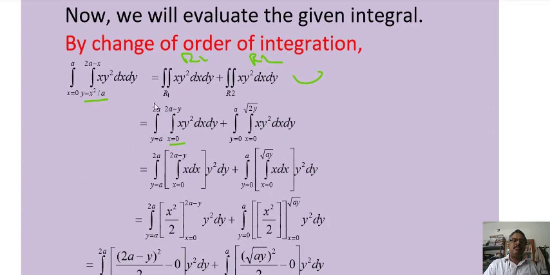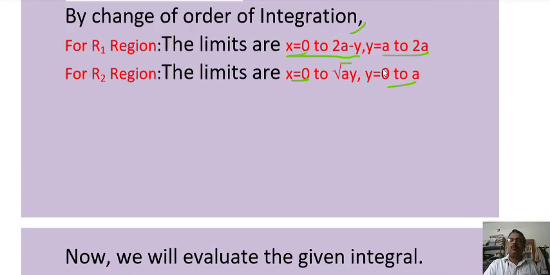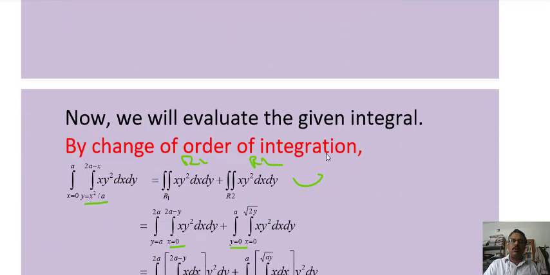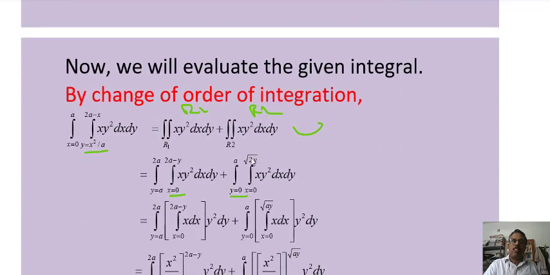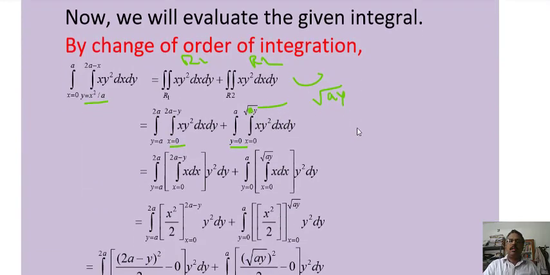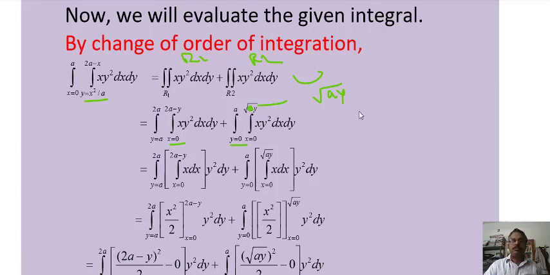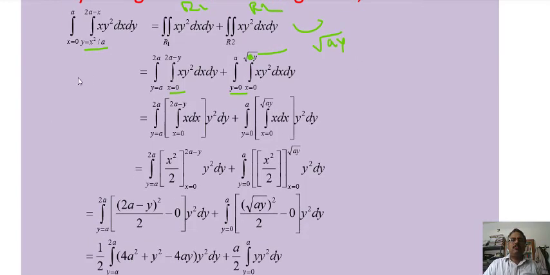The y limits are a to 2a, and y equals 0 to a and x equals 0 to root over 2y, not 2y, sorry, this is ay. This is ay, root over ay. Typing mistake. Okay, now separate the x variable and y variable. First we will integrate with respect to x, then integrate with respect to y.